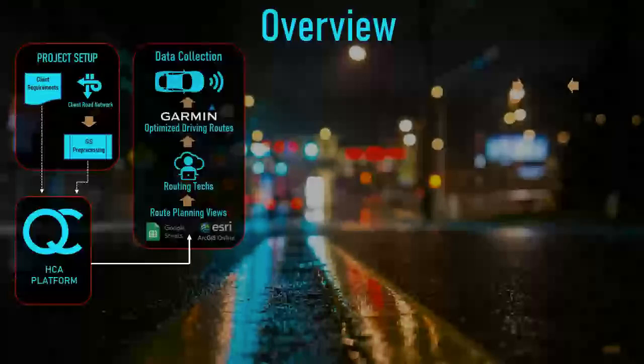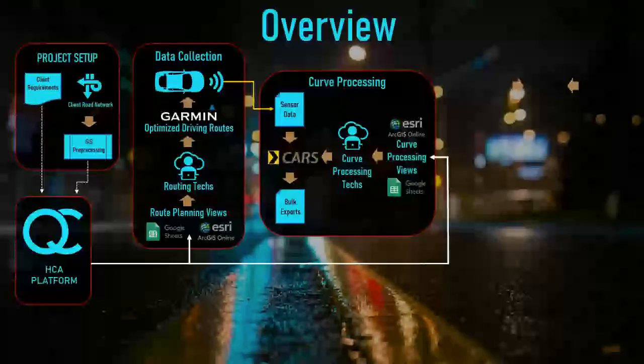Both of those get loaded into the platform, and then we start route planning. So the very first step is to create route planning views that technicians can use to plan optimized driving routes. Those driving routes are passed on to the collection teams, and they do the driving. The main output of the CARS in-vehicle device are large sensor data files that get uploaded to CARS, as Jay said. And then our technicians use our processing views in addition to CARS to do the analysis.